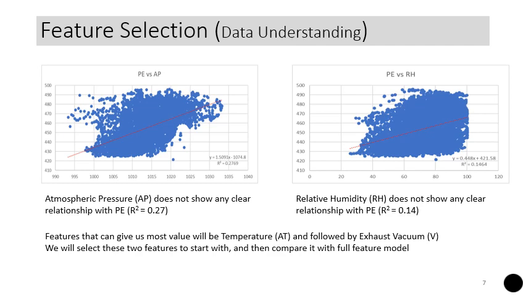From all these four plots, it is clear that the features that can give us the most value are temperature, followed by exhaust vacuum. We'll select these two features to start with and then compare it with the full feature model.